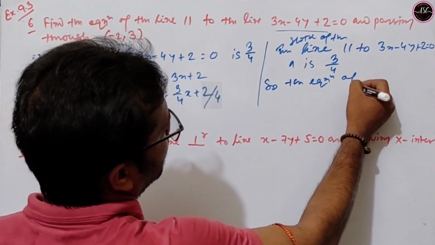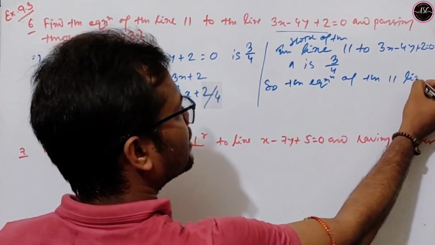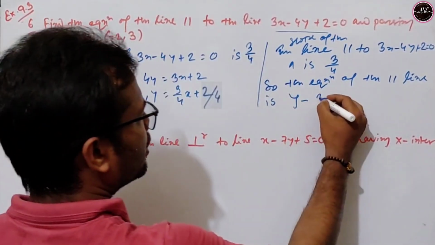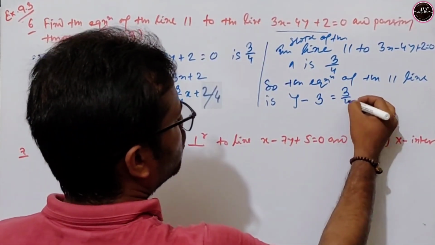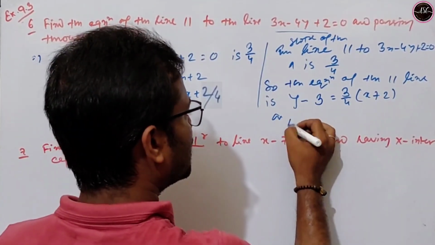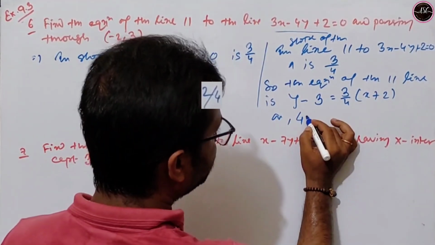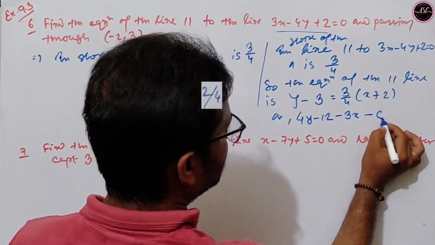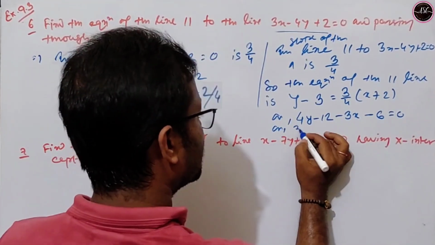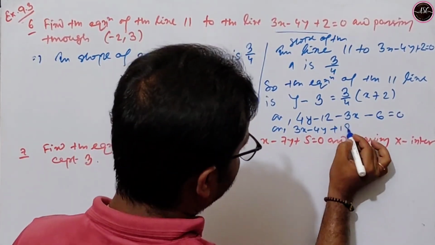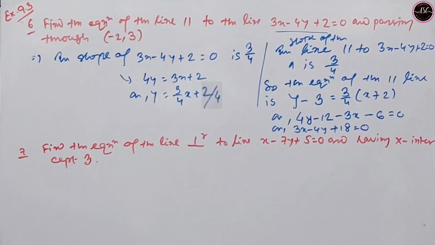the equation of the parallel line is y minus y1, that is y minus 3, equal to m into x minus minus 2, that means x plus 2. So just write here 4y minus 12 minus 3x minus 6 equal to 0, or 3x minus 4y plus 18 equal to 0. That will be your answer.